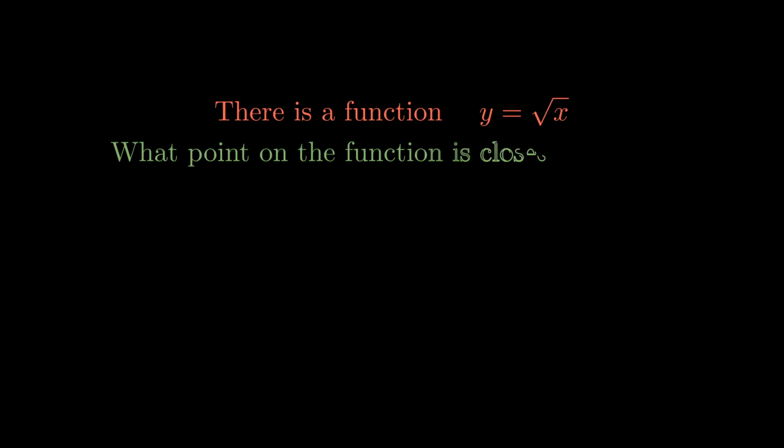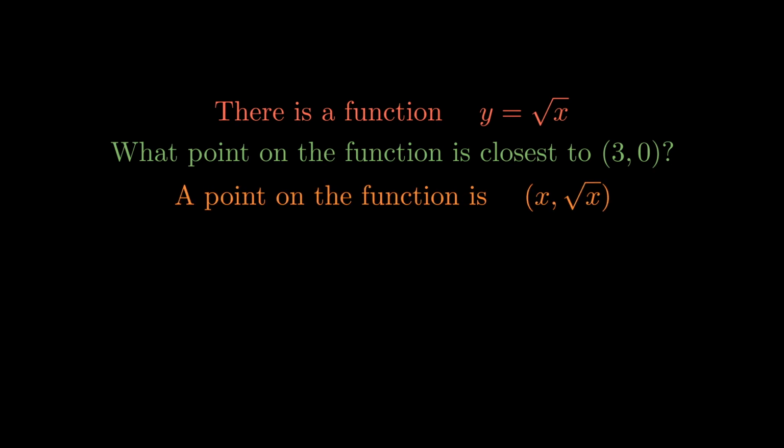Now let's look at another example. We have a function y equals the square root of x. Now we want to find the distance of the point closest to (3, 0) on this function. So a point on this function can be represented as (x, square root of x).